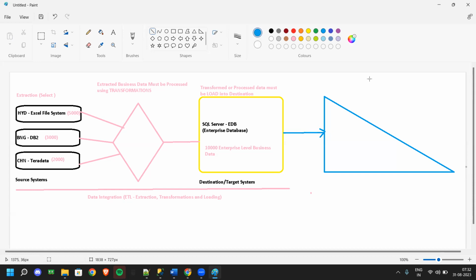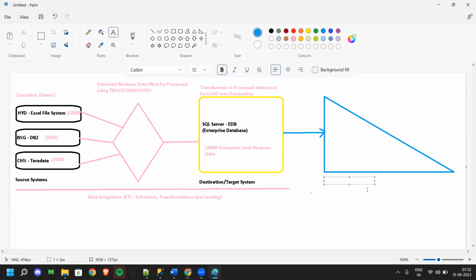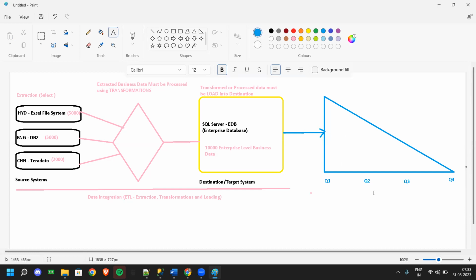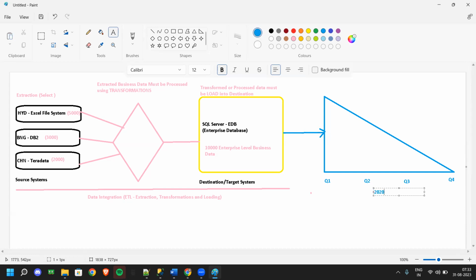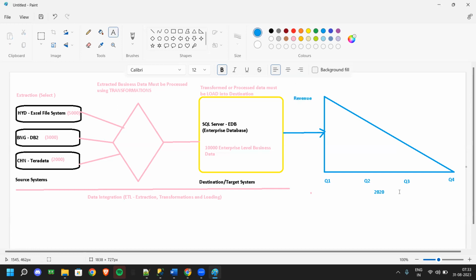Sir, here, what exactly does it refer to? Here, the x-axis has quarter one, quarter two, quarter three, quarter four, all quarters' data for 2020. And in the y-axis, you have revenue-wise information, right? Revenue-wise information.